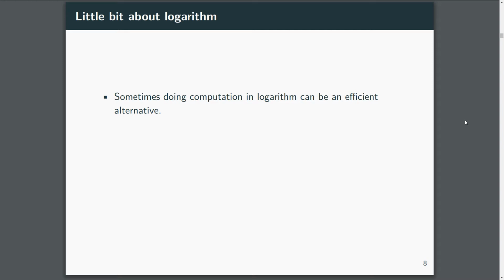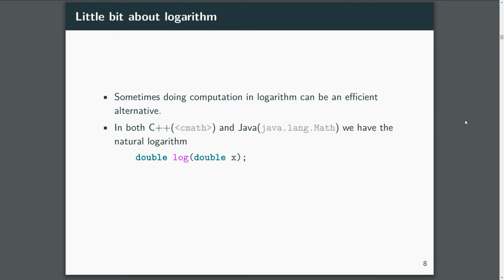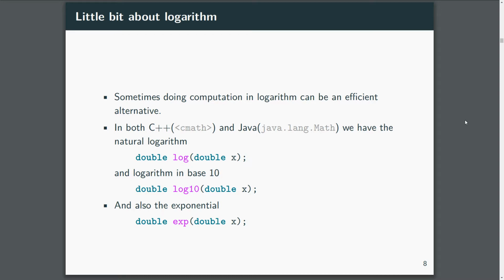There are cases where using logarithm is much better than working with the numbers directly. Most programming languages, at least all the ones I can think of, have some built-in natural logarithm function. And then you might have base 10 logarithm, and also a function for the exponential. So that's e to the power of x.